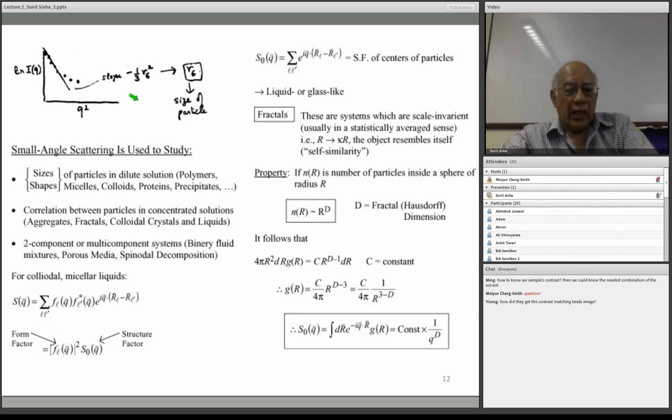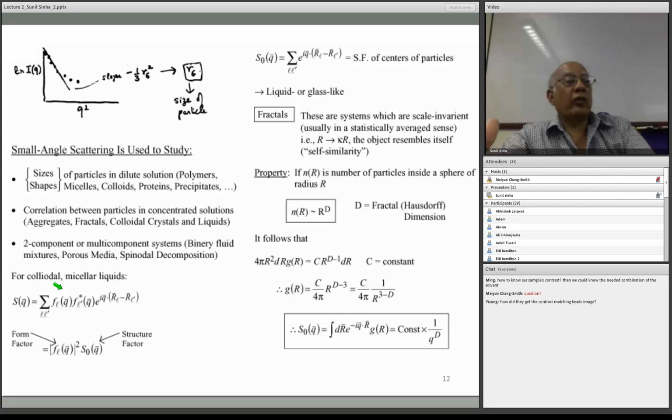Now, if the particles are not dilute, you also have to consider the correlations between particles, and so you actually have to consider the full S of Q, which, based on the previous formalism I gave you, can now be written as the sum over all pairs of particles in solution times the form factor of each particle times e to the iq dot (R_L minus R_L prime), where these are the positions of the particles. In general, this structure factor can be modeled, and if the particles are fairly far apart, then this S of Q will produce peaks in the structure factor, the first peak being 2 pi over the average distance of the particles. If that average distance is very large, these peaks will be at very small q.